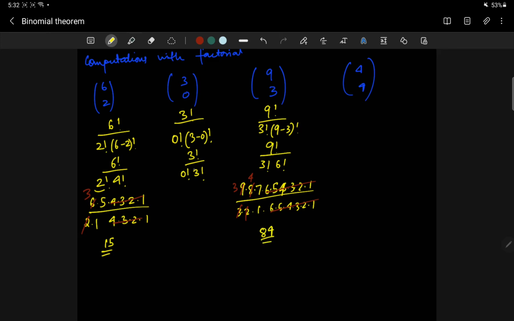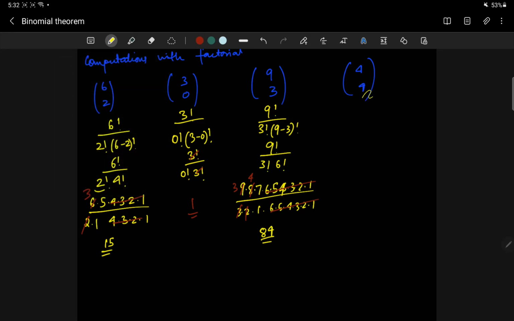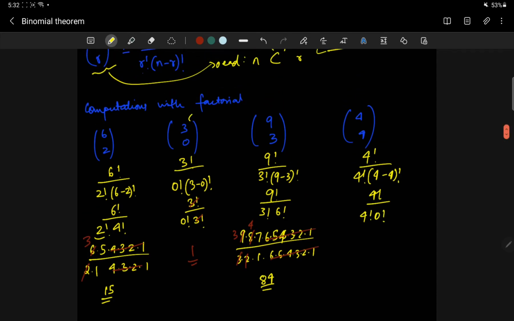Oh, sorry, I didn't complete this. So 0 factorial is 1, and these are both 3 factorial, so they essentially cancel out. So they just become equal to 1. 4C4 is 4 factorial, 4 factorial, 4 minus 4 factorial. So 4 factorial, 4 factorial, 0 factorial. So it's kind of like this second one. You just switch the zeros and 4s. These cancel and this also comes out to be 1.